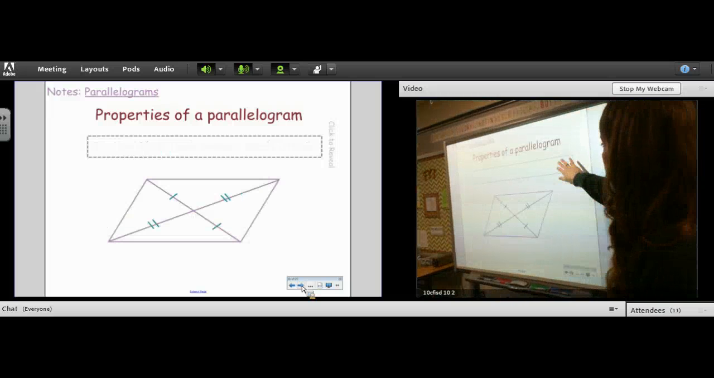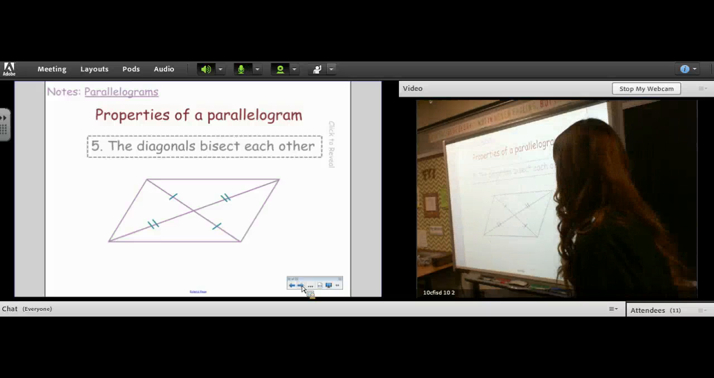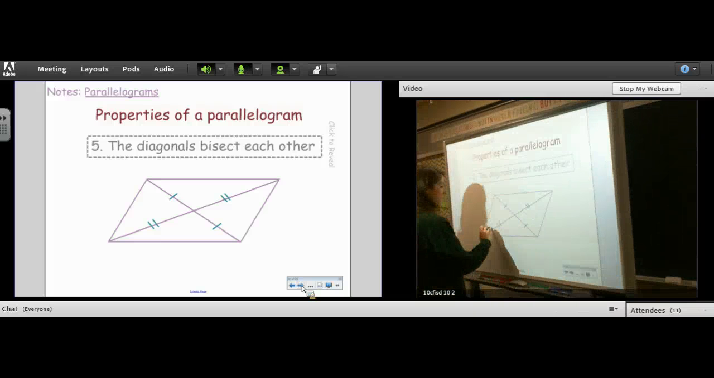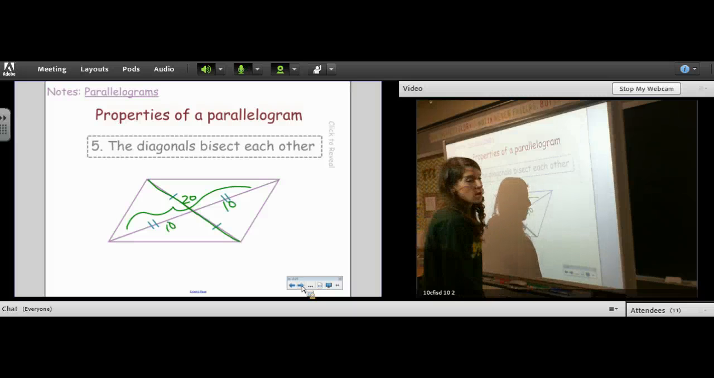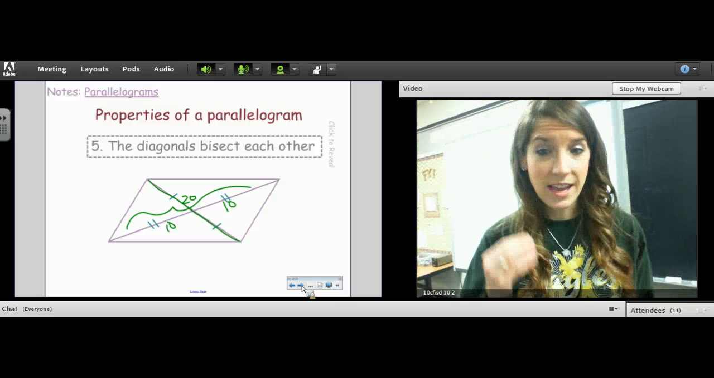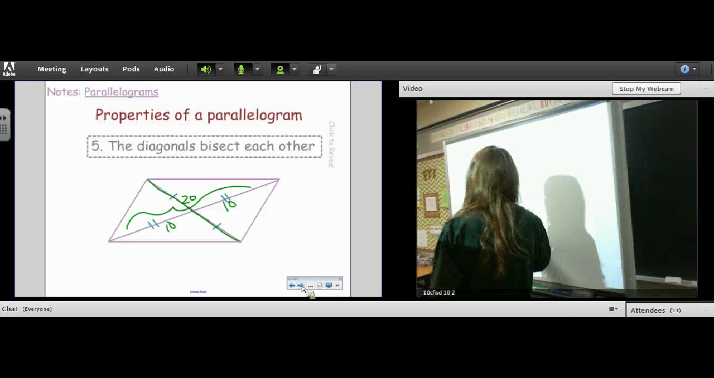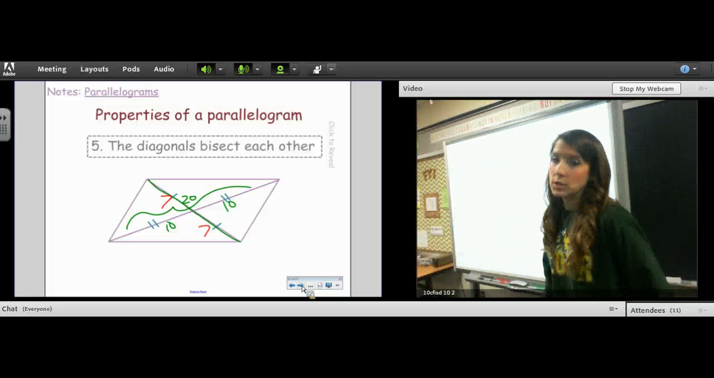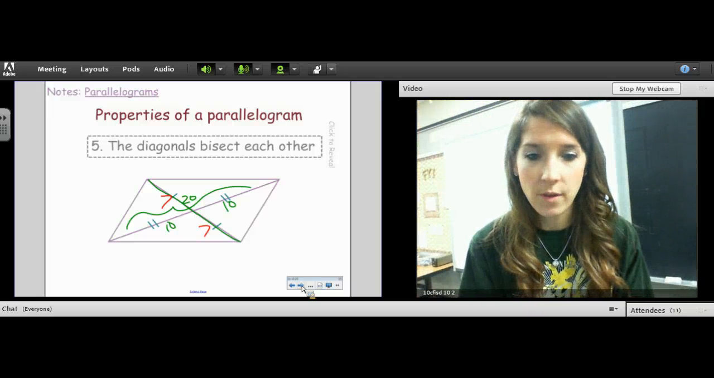The last one is that the diagonals cut each other in half. So if this diagonal was 20, then I know that this diagonal cuts it in half, making it 10 and 10. Now, the diagonals are not congruent. That was not one of the properties. They are not the same length. So that one could be 10 and 10, and this one could be 7 and 7. So they do cut each other in half, but they are not the same length. So just be careful about that.